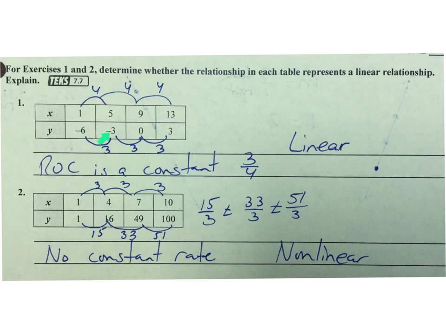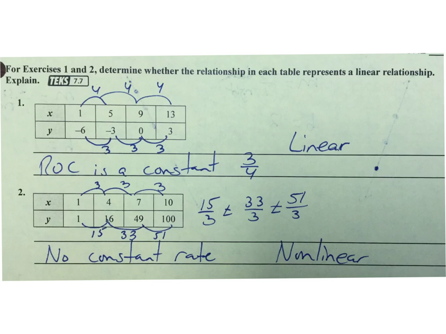Okay, so your pattern, increasing by 3, increasing by 4. Right? 3/4. It's 3/4 for all three of them. So it is a constant rate of change. It is linear. If you write this one, 15 divided by 3 is 5. 33 divided by 3 is 11. And 51 divided by 3 is 17. Those are not equivalent to each other. So no constant rate. It is a non-linear answer.